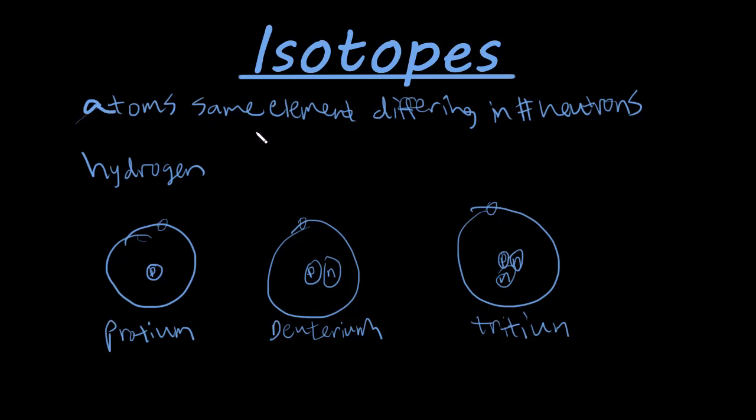isotopes are atoms of the same element differing in the number of neutrons in their nucleus. So atoms of the same element, these are all hydrogen, but they have a different number of neutrons in their nucleus, which gives them these different isotope names. And each of the different elements will have their own set of isotopes. And so that's the basic definition of an isotope.